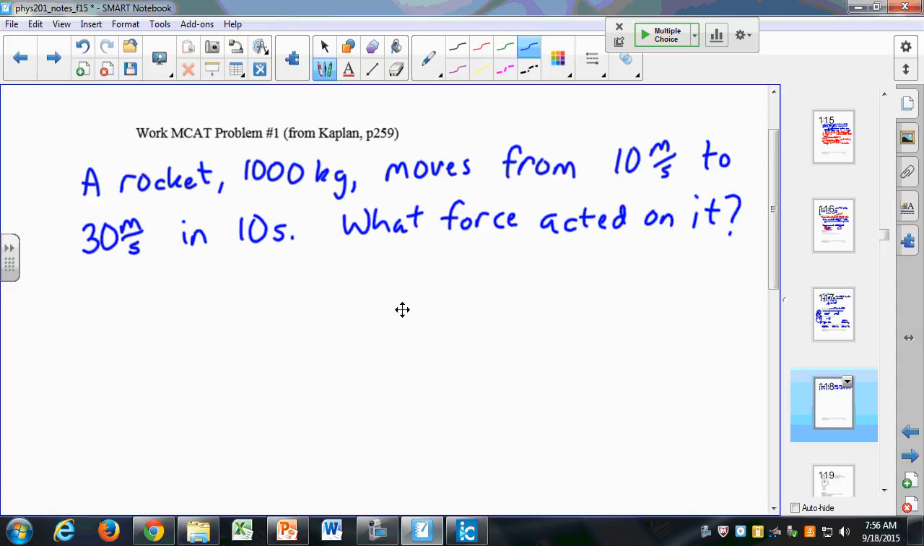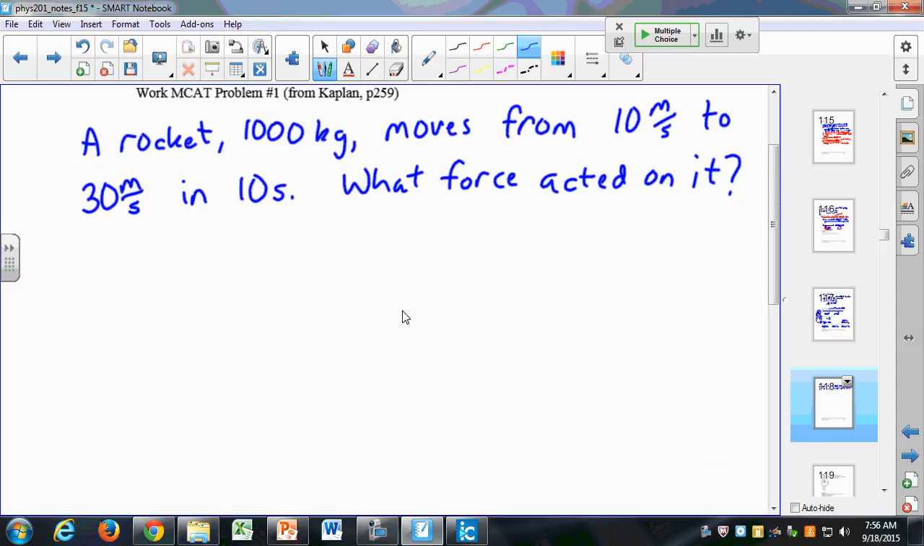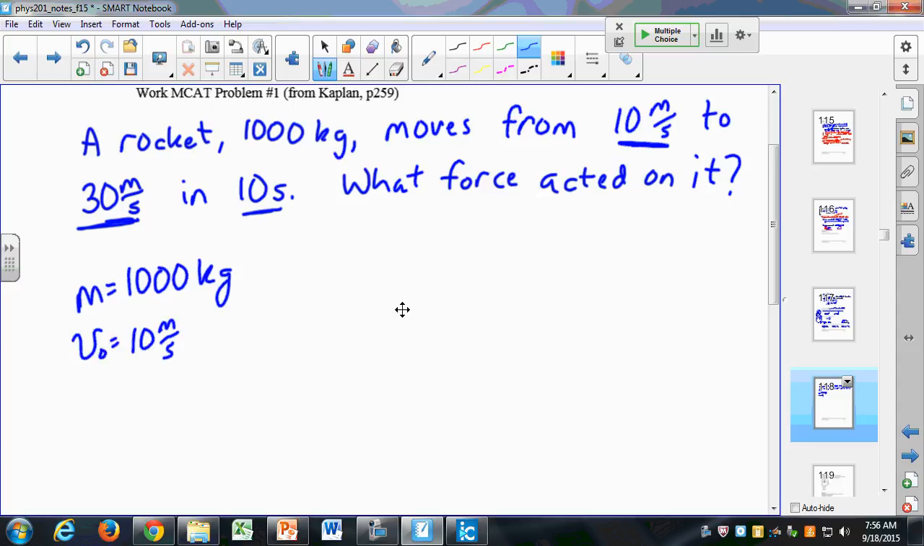Nice, simple, one-dimensional problem. All right, I have a rocket. It's 1,000 kilograms. I have an initial velocity here, a final velocity here, and then I have the time. So I know the mass is 1,000. I know the initial velocity is 10. I know the final velocity is 30. And I want to know what is the net force that acted on it. In this case, these are all in the x direction, we'll say.